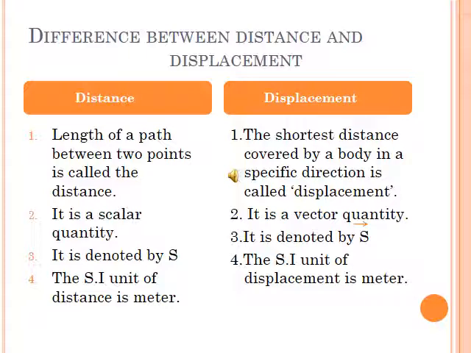Distance is represented by capital S and displacement is represented by capital S, we put an arrow over it. And the SI unit of distance is meter per second and the SI unit of displacement is meter.